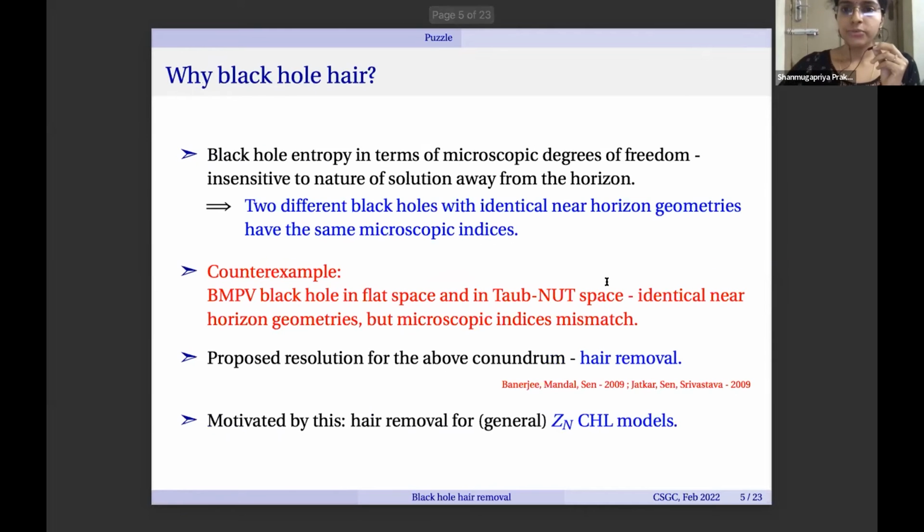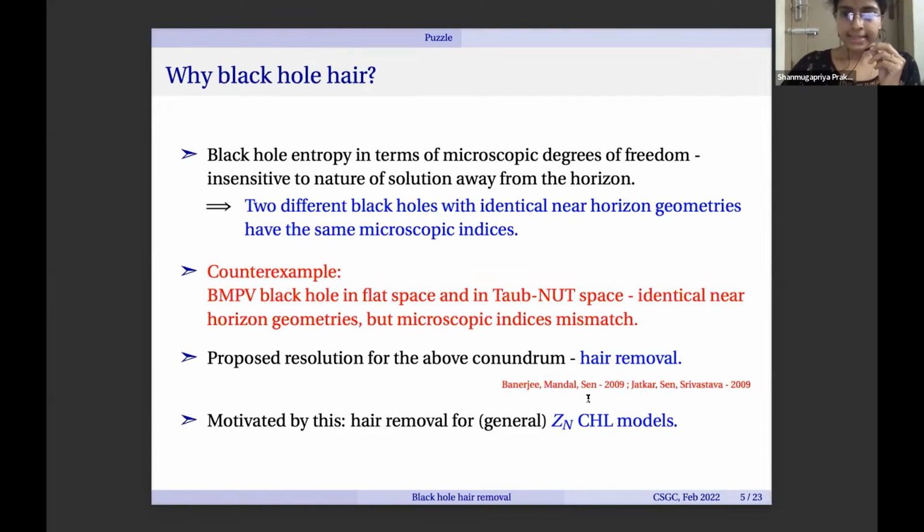Now, having a sense of what we mean by black hole hair, we will see why we are looking for them and why we need their removal. Computations of black hole entropy in terms of the microscopic degrees of freedom are insensitive to the nature of the solution away from the horizon. So this means that if we have two different black holes with identical near-horizon geometries, they should have the same microscopic indices. However, a counterexample was observed in the case of a BMPV black hole in flat space and that of a BMPV black hole in the Taub-NUT space. So these two black holes have identical near-horizon geometries, but their microscopic indices do not match.